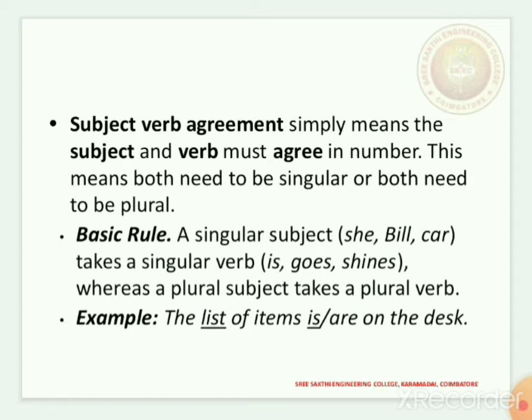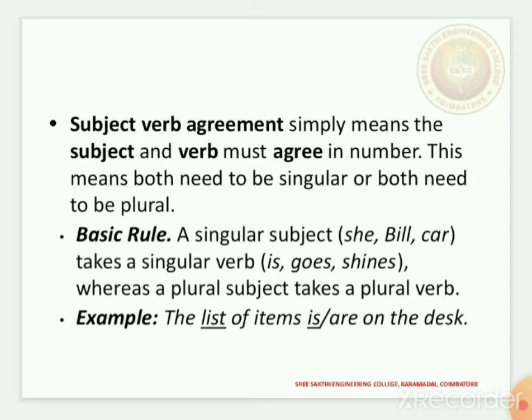Okay, the basic rule of subject-verb agreement is a singular subject, for example, she or he, Bill or Kane, the name or the object, something like a car or bike, takes a singular verb, for example is, goes, signs, whereas a plural subject takes a plural verb. Okay, so there's one example.